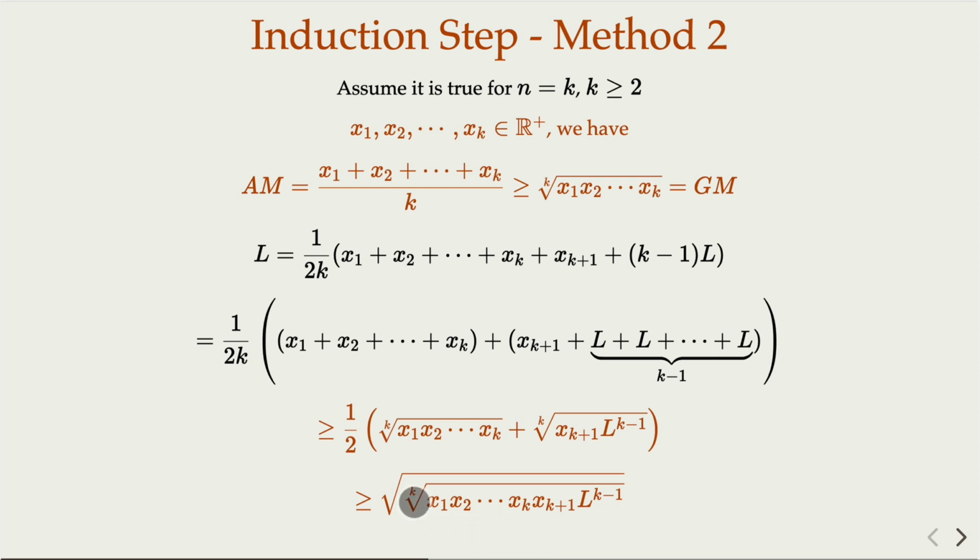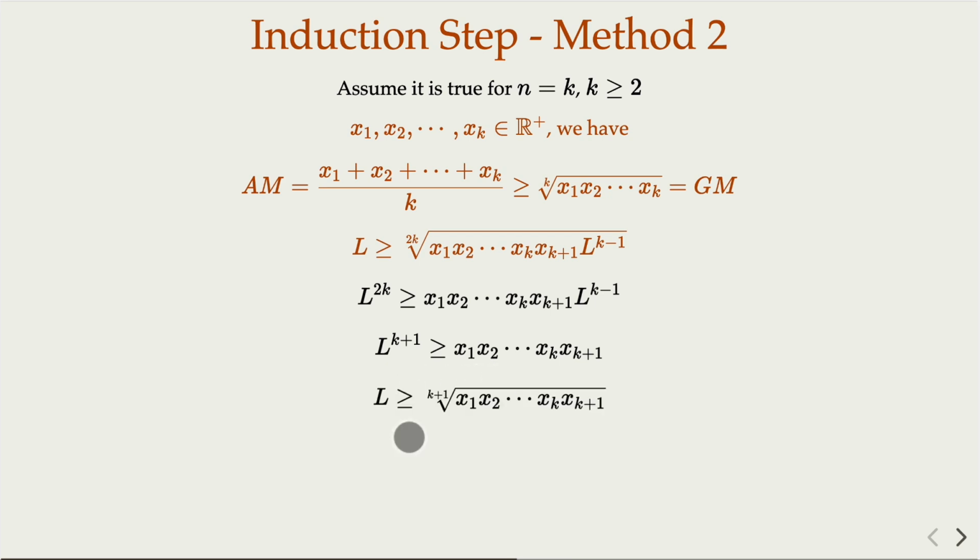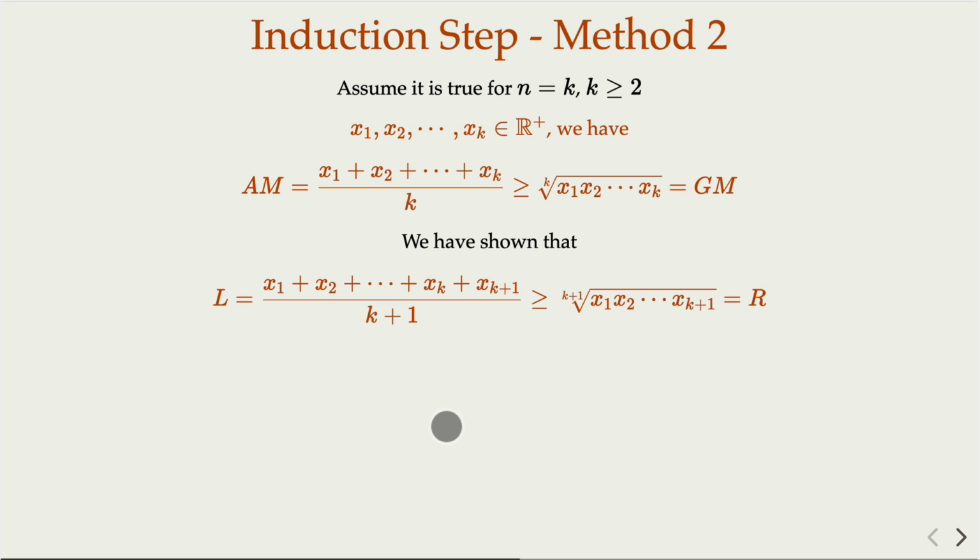Now what is this? This is just the square root, the 2kth root. And here, the product is R. So let's rewrite. What we have so far, we're going to raise to the 2k power, and then cancel L on both sides, and add k plus 1 and divide. This is exactly L, and this is R. L is greater than or equal to R. So we have also shown that the inequality holds for n equal to k plus 1.